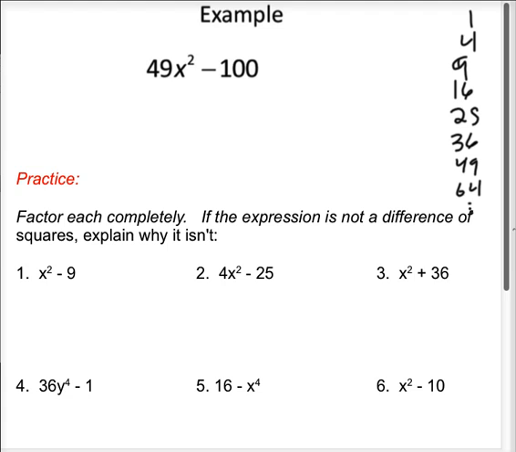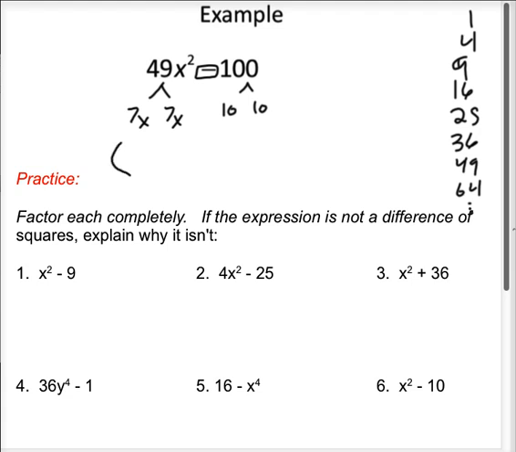49x squared. Well, let's see, what can I break that down into? Well, 49 breaks down into 7 and 7. X squared is x and x. So it is a perfect square because 49 is on that list we can take the square root of, and we have an even power. And 100, one of the easier of the squares, breaks down into 10 and 10. Second thing to check for, make sure this is a subtraction problem, which it is. So both of those terms are perfect squares. It is a subtraction problem.